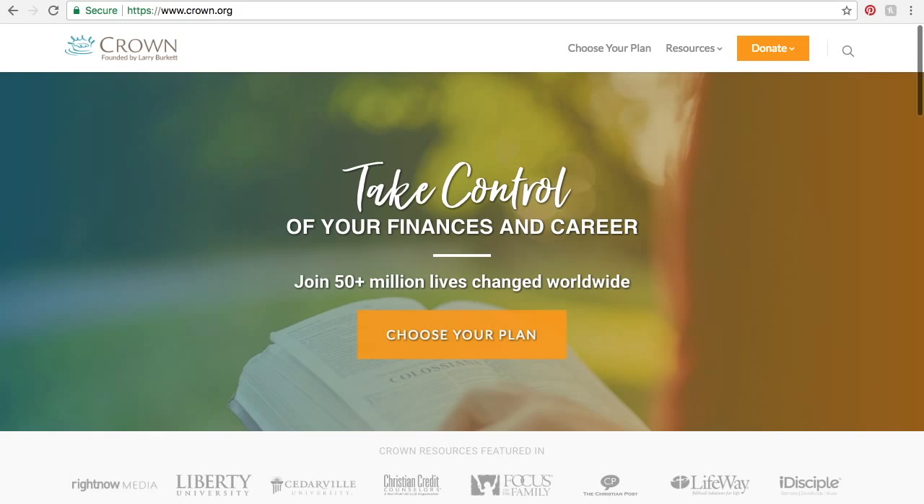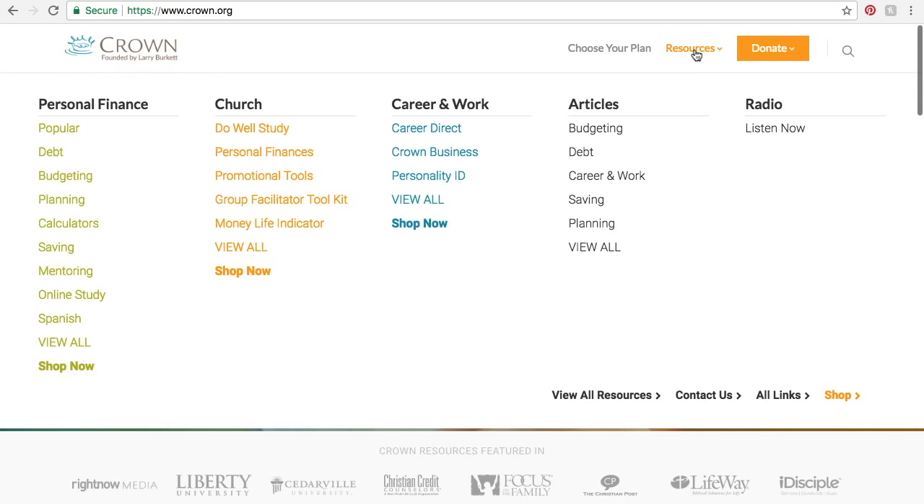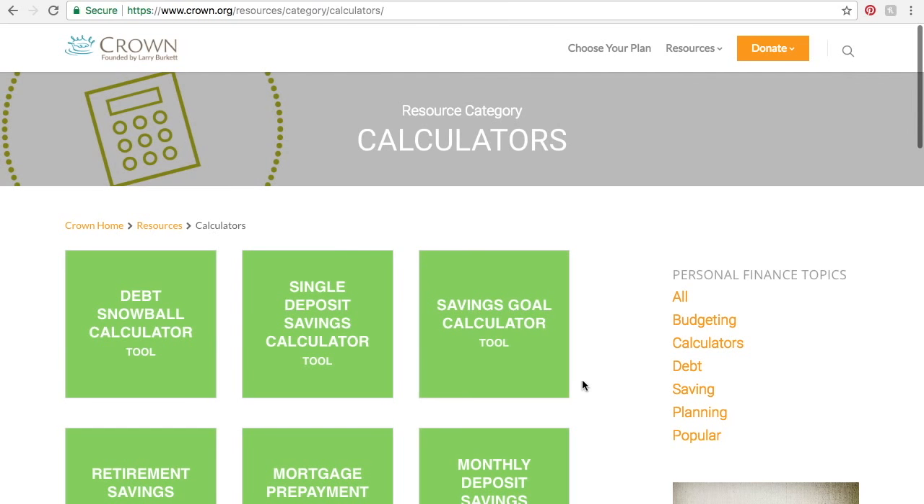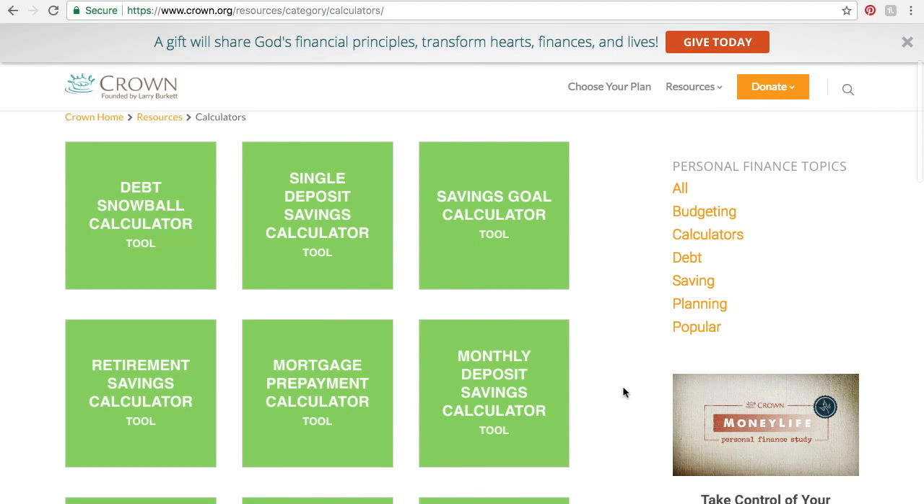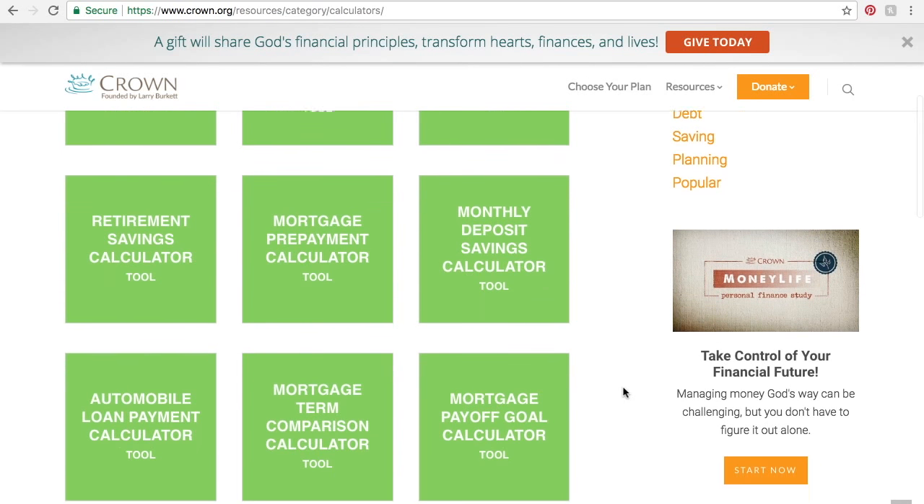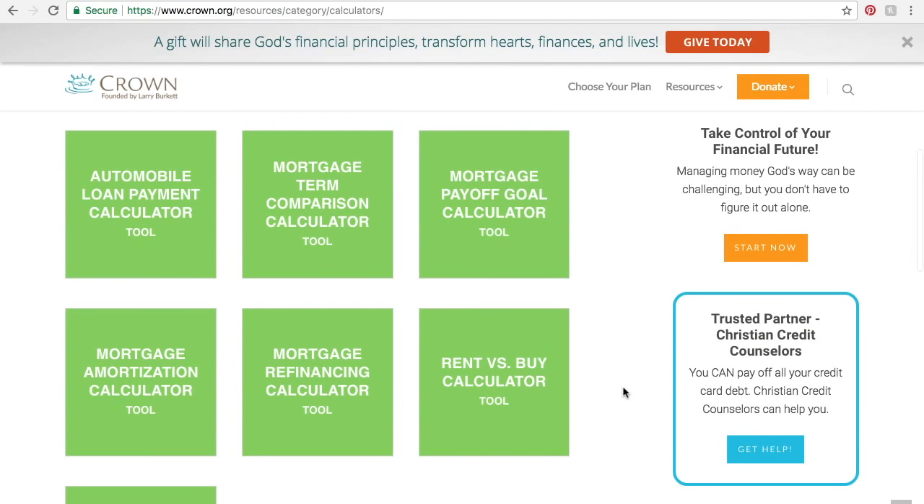So from the home page of crown.org, you can see on the top right-hand corner, we have choose your plan, resources. We're going to go to resources right here. So just click on resources. We're going to come over to personal finance and then look down for calculators and go ahead and click on calculators. And you'll see they have a bunch of calculators. Next week, we're going to do a prepayment calculator, which is my favorite of the calculators. But to better understand the prepayment calculator, we're starting off with this amortization schedule.